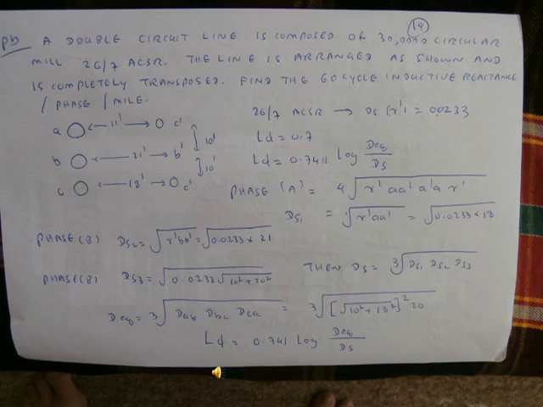So D equivalent is equal to the cube root of DAB, DBC, DCA. So that will be the cube root of the square root of 10 square plus 18 square, the whole squared, multiplied by 20. So the inductance per phase is 0.741 log of D equivalent over DS.